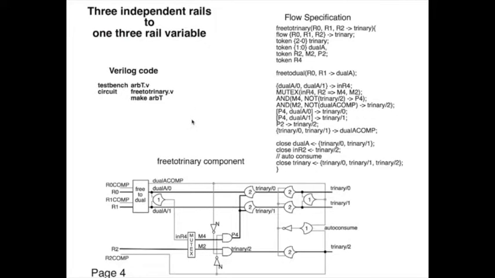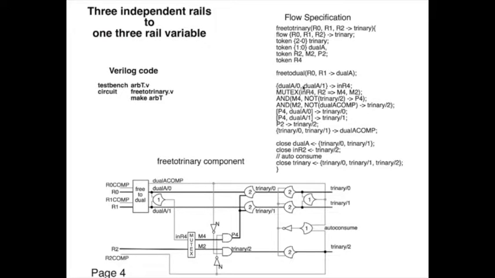The next example is the arbitration of 3 independent flowing rails into a single trinary variable flow. The first thing we do is arbitrate R0 and R1 into a dual rail flow, and then we arbitrate the completeness of the dual rail and R2 into a flow which is an enable of the dual rail or the output of R2 into the trinary 2 rail.